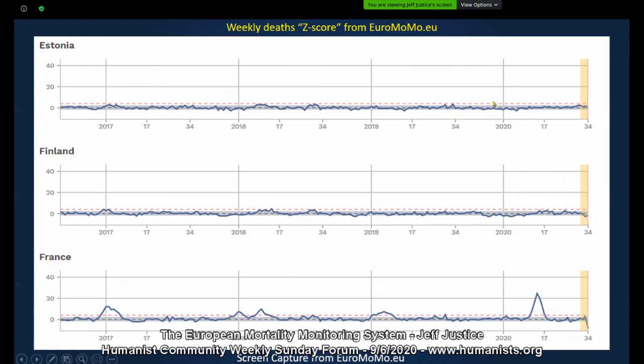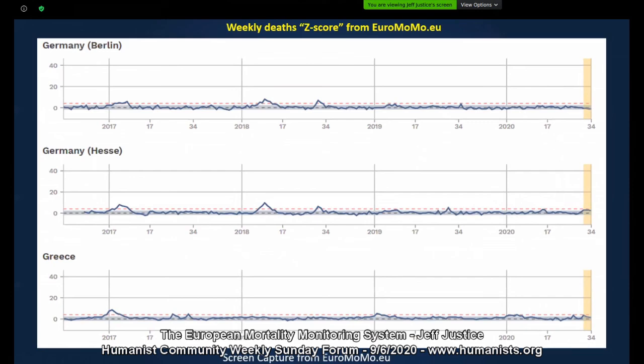Estonia must be pretty healthy. They didn't have a flu epidemic or a COVID epidemic. Finland, and they're healthy people there. No COVID epidemic, hardly a flu epidemic. But France, significant COVID epidemic, pretty good sized flu epidemic too. And going on. And now Germany as a whole didn't volunteer for Euromomo because I think privacy, but Berlin and another region of Germany volunteered, and so they submit their data. And you see that Berlin didn't have a COVID epidemic, but they had a flu epidemic, and another region of Germany hardly had a COVID epidemic. Greece hardly had a COVID epidemic.